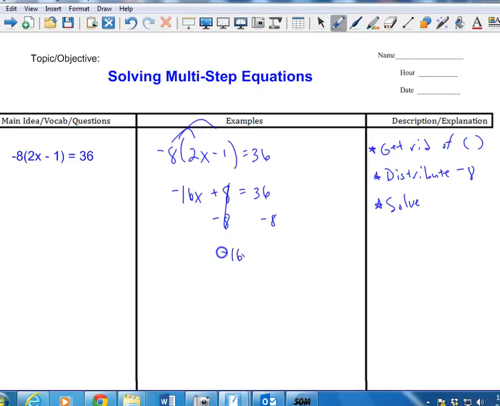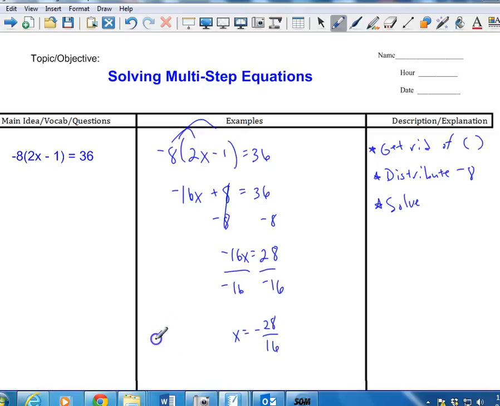Negative 16x is on the left-hand side, equals 36 minus 8. That's 28. And now we're just going to divide that by negative 16. And something looks funny, doesn't it? We have x is equal to negative 28 over 16. Now that's a fraction, that's a value right there.